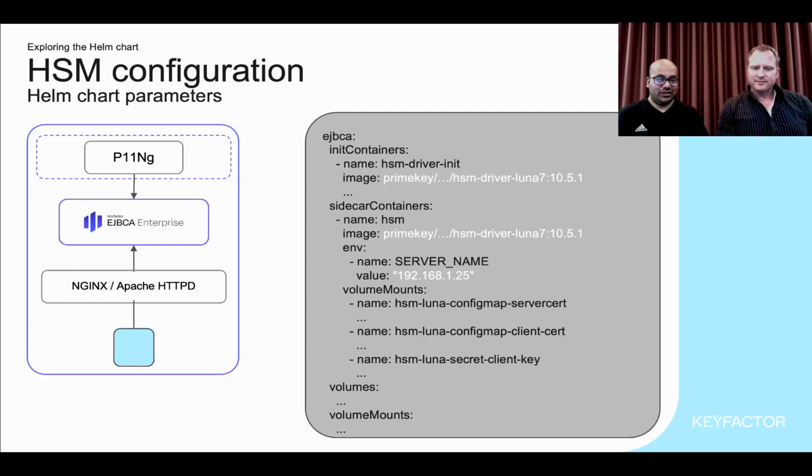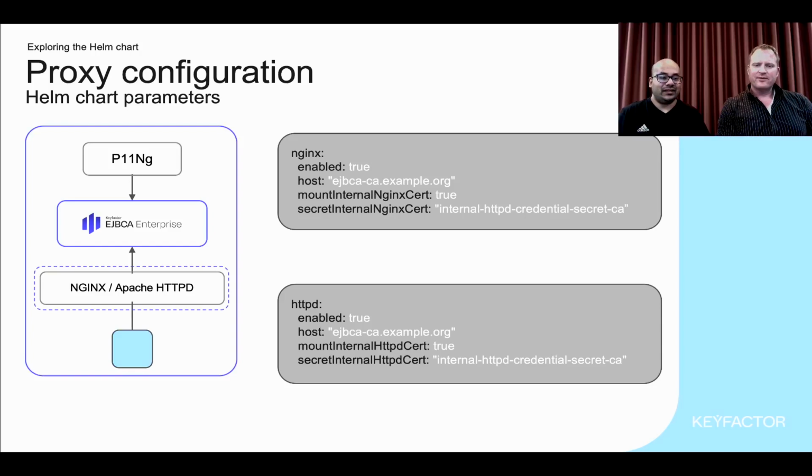All right, we're getting into proxy configuration. So this is where we're going to terminate TLS in the container, I take it. So what do we got with our settings here?